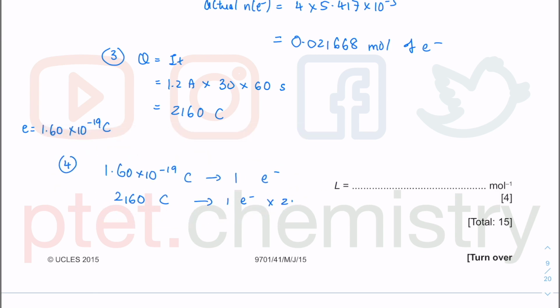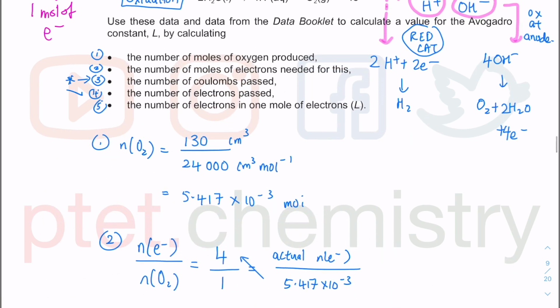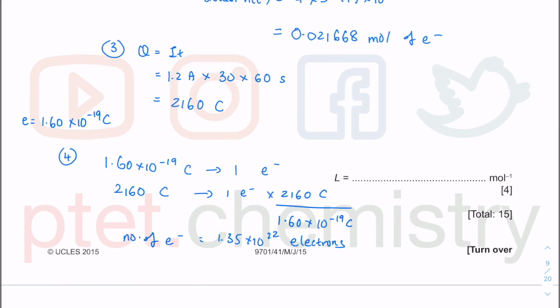For direct proportion, if you have a greater number of charge, that means you must have a greater number of electrons. So 2160 divided by 1.6 times 10 to the minus 19, I get 1.35 times 10 to the 22 electrons. This is the number of electrons. Last but not least, what do I need to do? I need to get the number of electrons in 1 mole of electrons. So we know that this is the mole of electrons, and this is the number of electrons. So the relationship between Avogadro constant and this actual mole of electrons is going to be the charge for 1 mole of electrons.